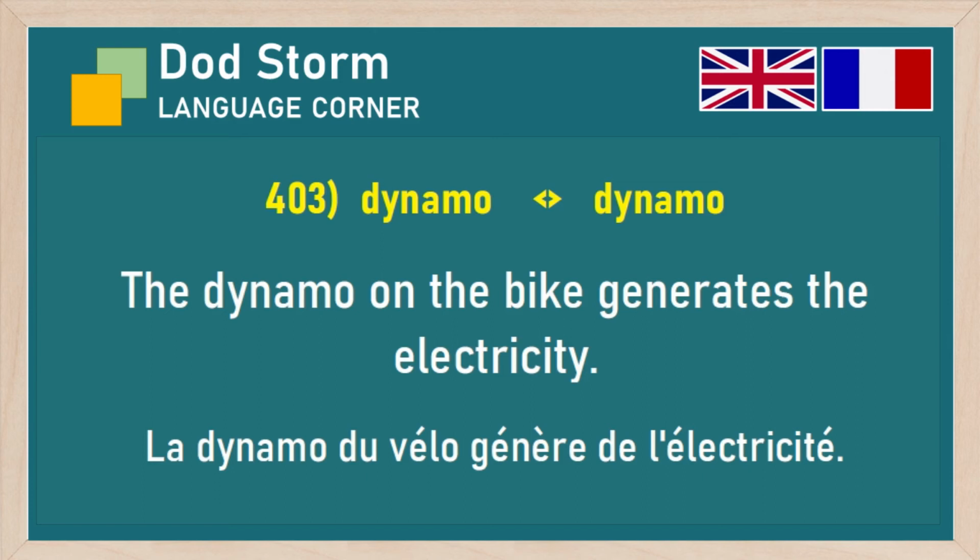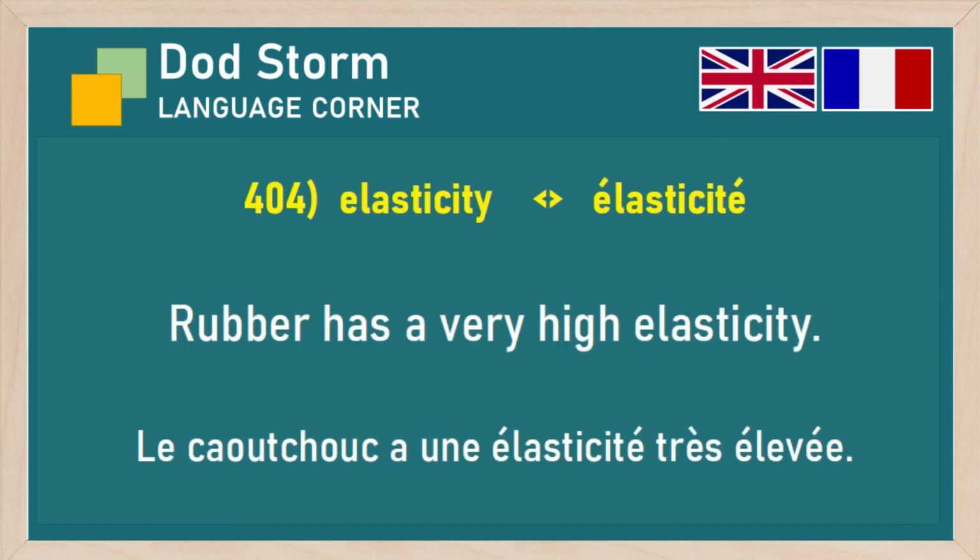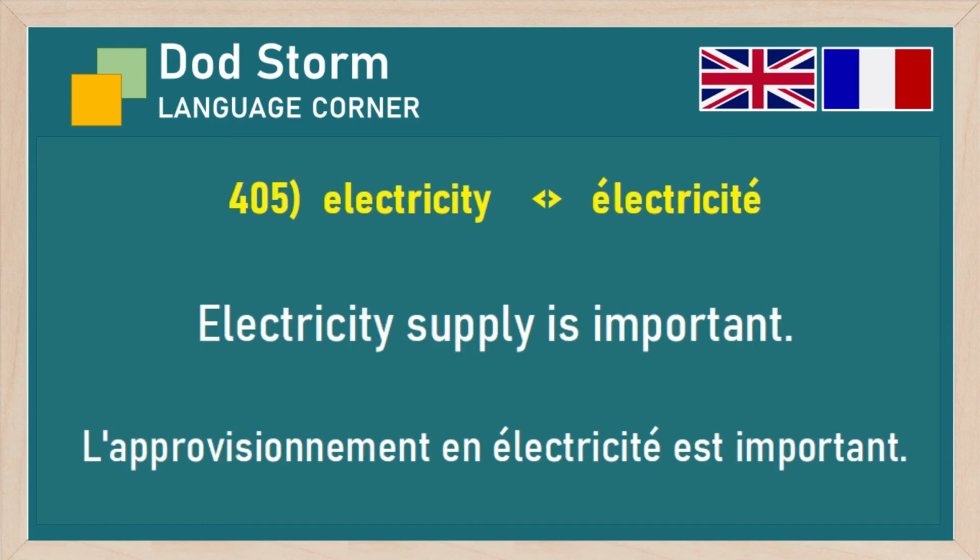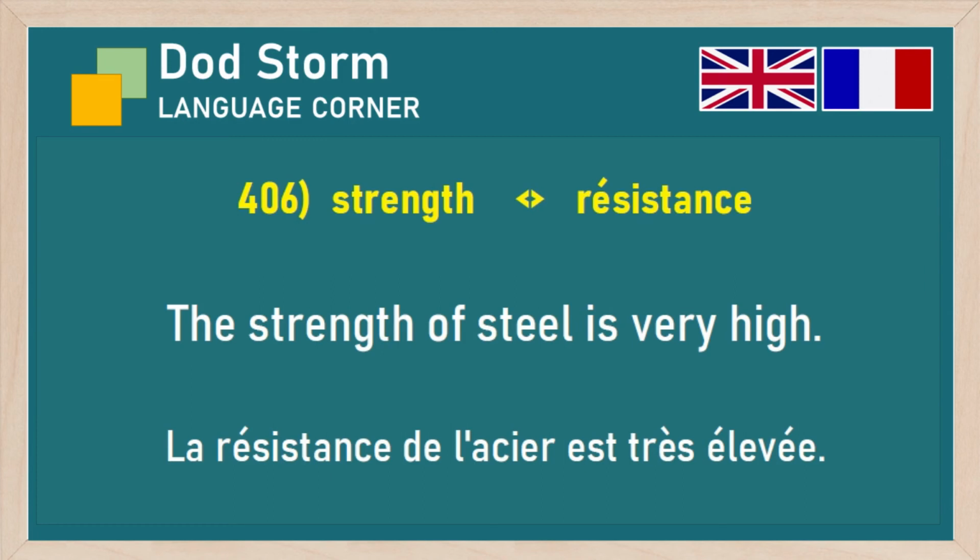The dynamo on the bike generates the electricity. Rubber has a very high elasticity. Electricity supply is important. The strength of steel is very high.